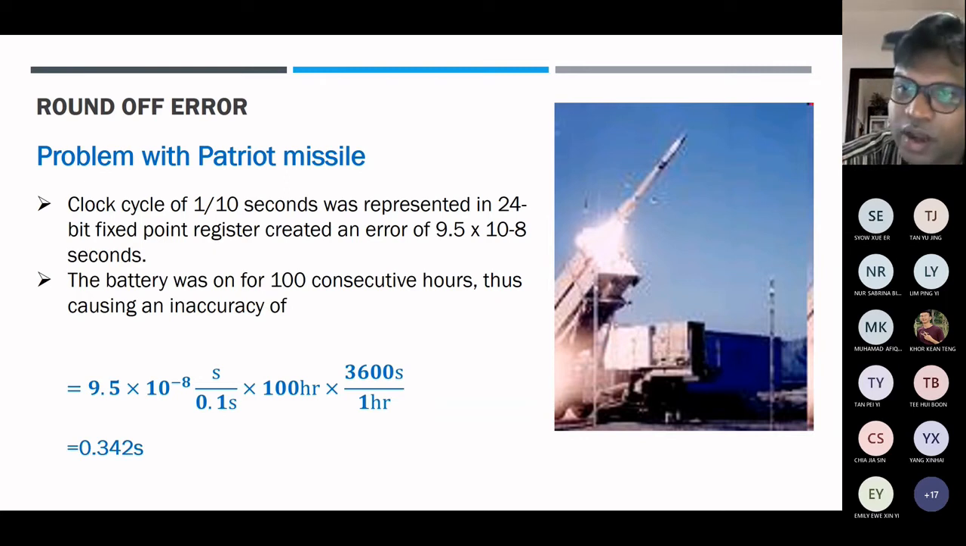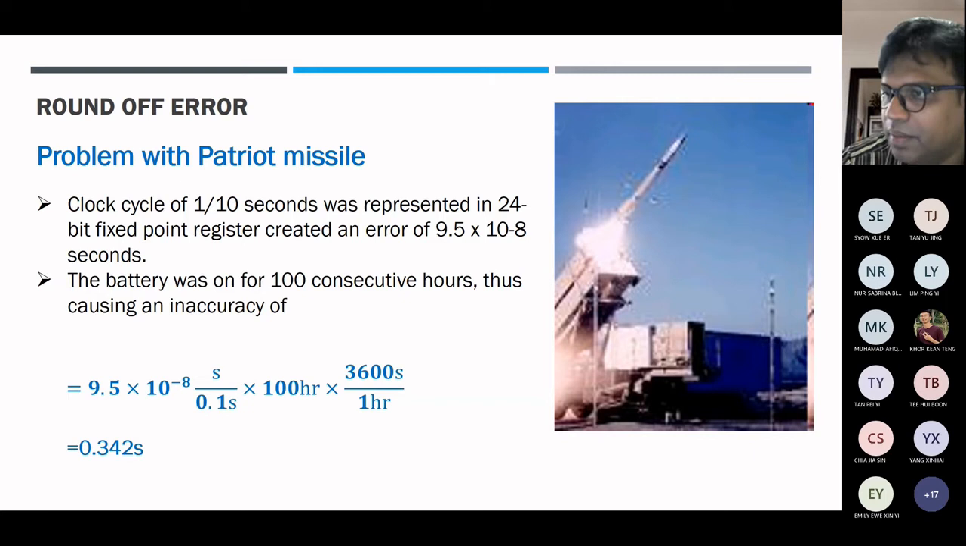Now another problem is the battery was on for 100 consecutive hours. That means it was too heated up. So that is another reason for the inaccuracies in the calculations. They found that the inaccuracy is about 0.342 seconds. The two measurements are caused by the missile being launched with the recorded time being late.